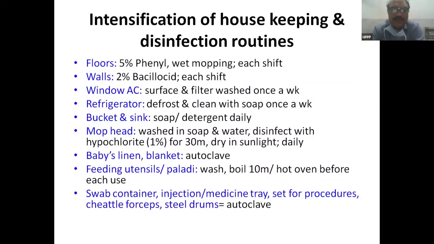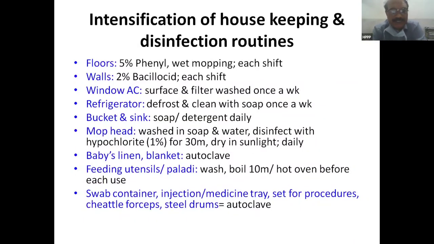Intensification of housekeeping and disinfection routines. The floor in each shift, walls in every shift, it should be cleaned. Window AC or even ducts of central ACs, it must be cleaned once in a week. Refrigerator, bucket, sink, mop head.